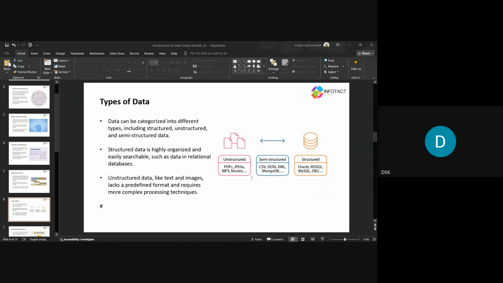But semi-structured data is a mix of both. It is not as rigid as the structured table, but it has some organizational properties like tags or markers to make it easier to analyze than purely unstructured data. So it is a mix of both. Examples would be JSON, XML files, CSV, and email as well, because it has got some structure.